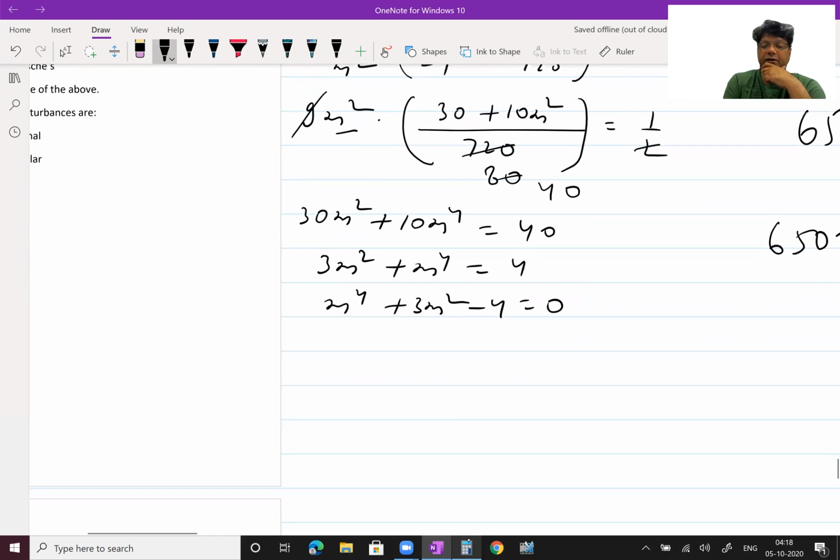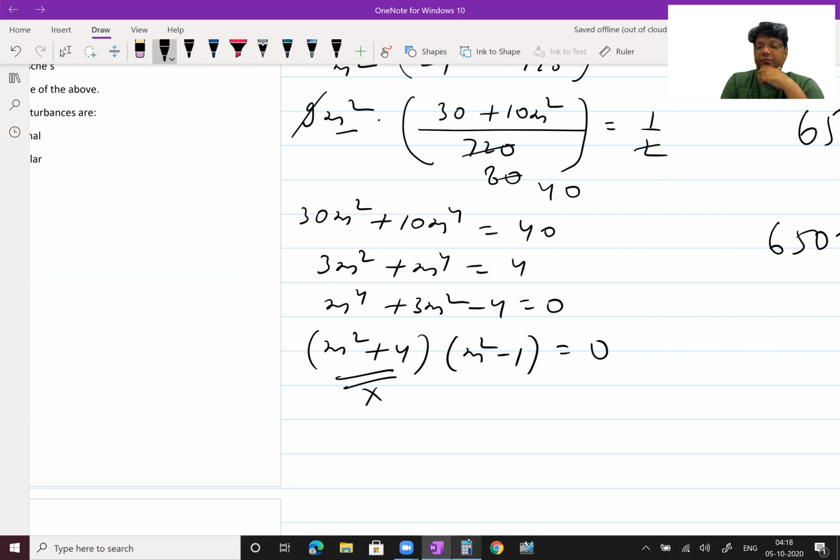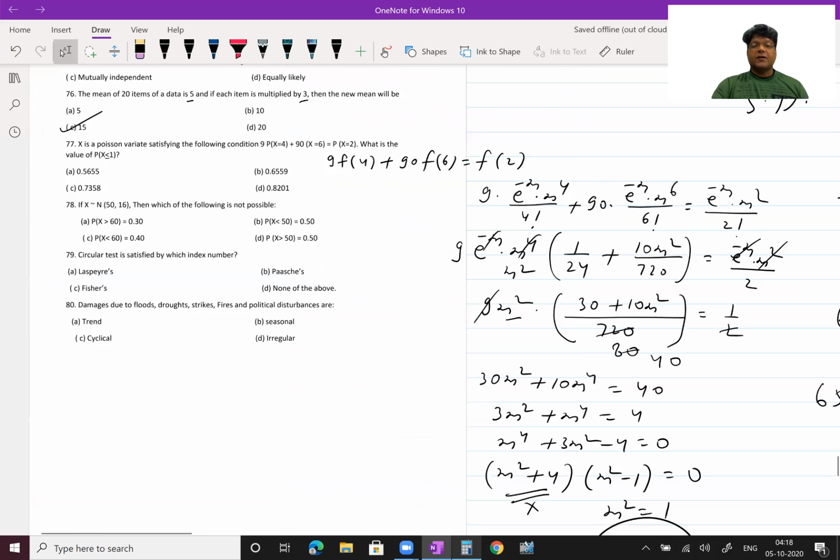Now if you do middle term factor, it will be m square plus 4 into m square minus 1 is equal to 0. But m square plus 4 is not possible because it cannot be negative. So m square is equal to 1. That means m is equal to 1. We got m is equal to 1.